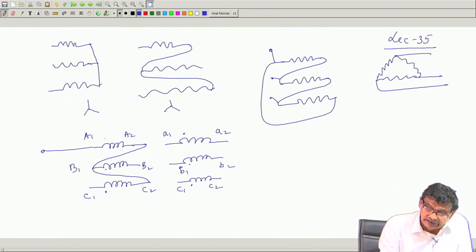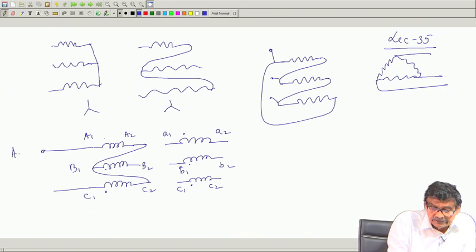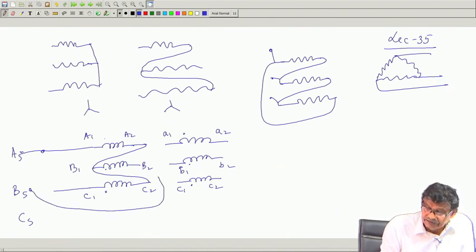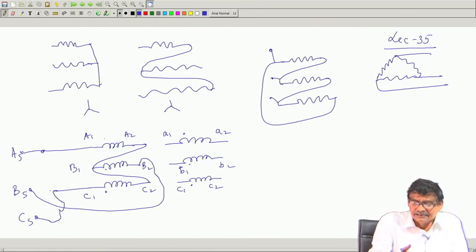What does he do? He connects the star in the primary going by this general definition of star, and decides that he will give supply, which has three terminals As, Bs, Cs of phase sequence ABC. He gives supply A to here, then this B supply terminal he gives to here. Are you getting me? And C supply he gives to there, and he says that I have connected the primary in star and energized it. Secondary he has not done anything.